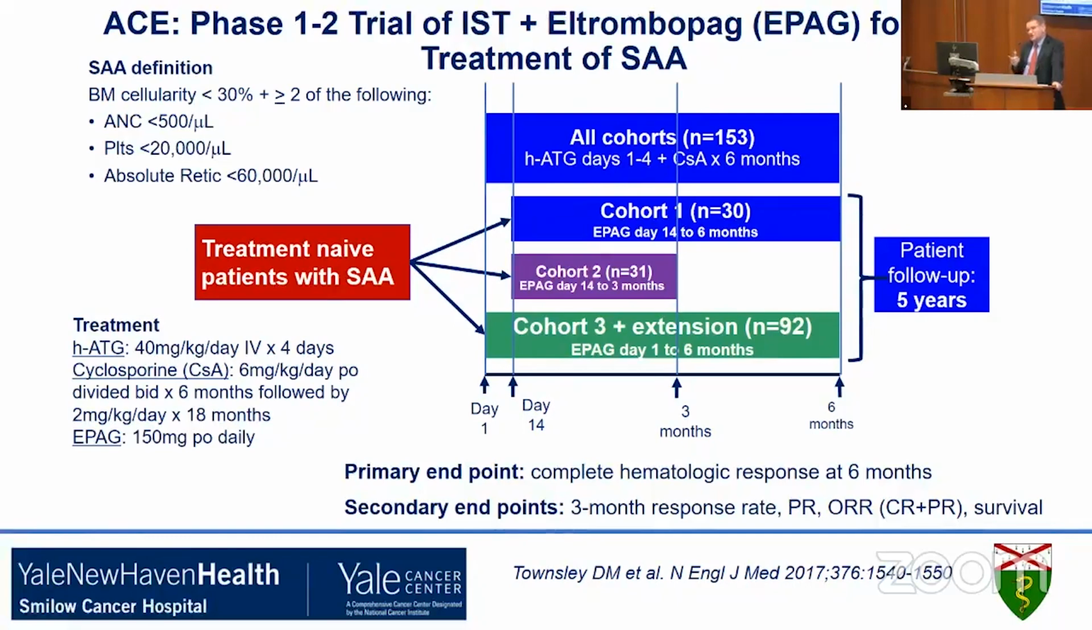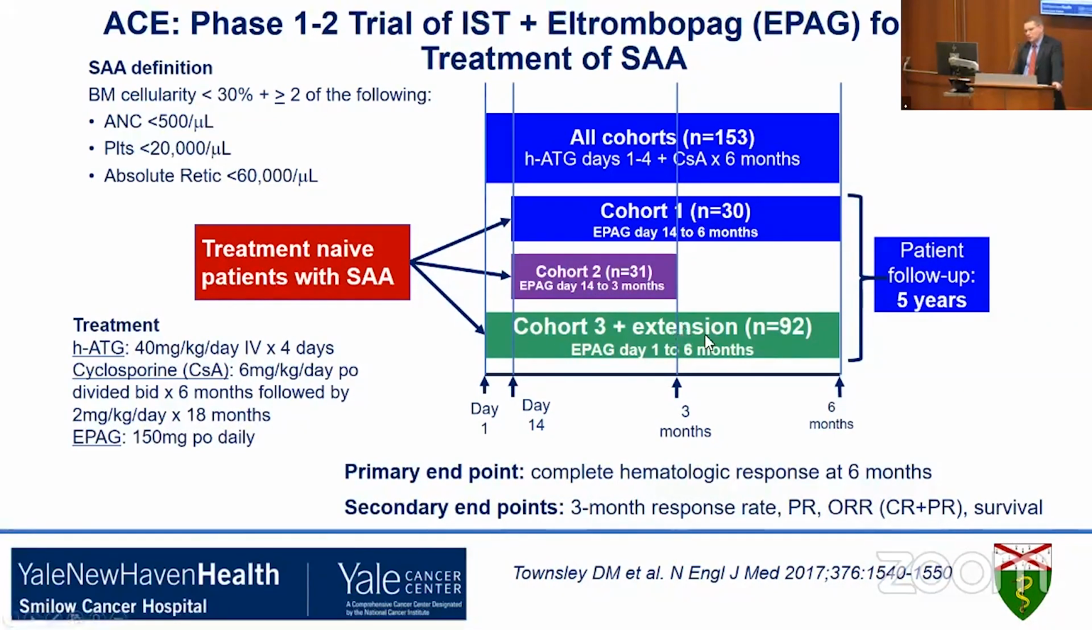It's called ACE: ATG, cyclosporin, eltrombopag. And there were 3 cohorts. Everyone received immunosuppressive therapy with horse ATG and cyclosporin. Horse ATG was given for 4 days in the hospital intravenously. Cyclosporin is a pill twice a day for 6 months. Cohort number 1 received eltrombopag, a pill once a day, from day 14 to 6 months. Cohort number 2, day 14 to 3 months. And cohort number 3 from day 1 to 6 months.